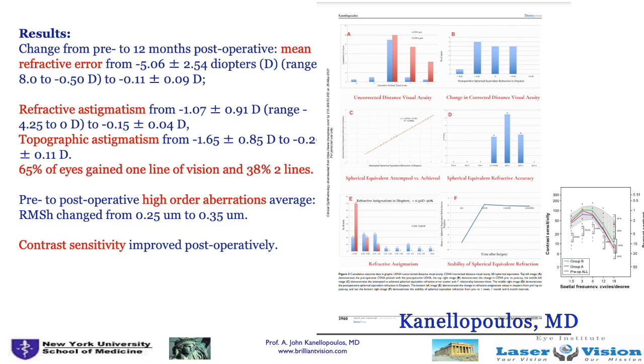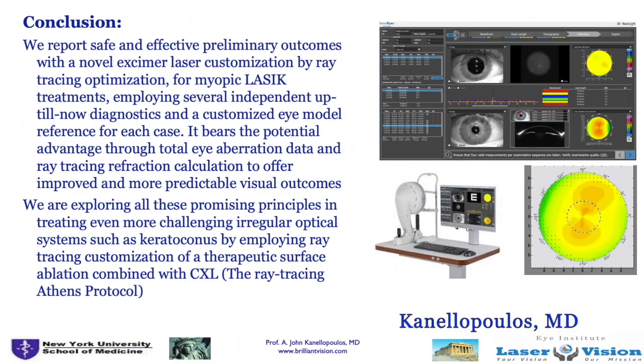The pre to postoperative higher order aberration average had very little change, and this is again a new thing in refractive surgery, an increase of higher order aberrations from 0.25 preoperatively to just 0.35. This is reflected in the contrast sensitivity data that you can see on the bottom right, in the compiled refractive data, which show that the contrast sensitivity was actually improved postoperatively compared to preoperatively. Very, very impressive data.